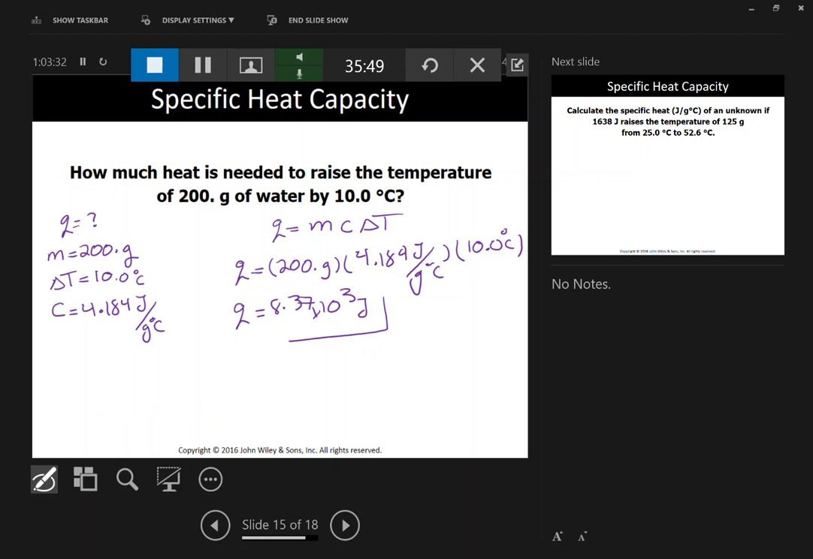Now, let's double check, see if everything makes sense or not. In terms of units, look, gram and gram cancel out, degree Celsius cancel out, you end up with joules. And we were solving for Q, so this is the correct unit. It tells us that we set up the equation, the formula properly.